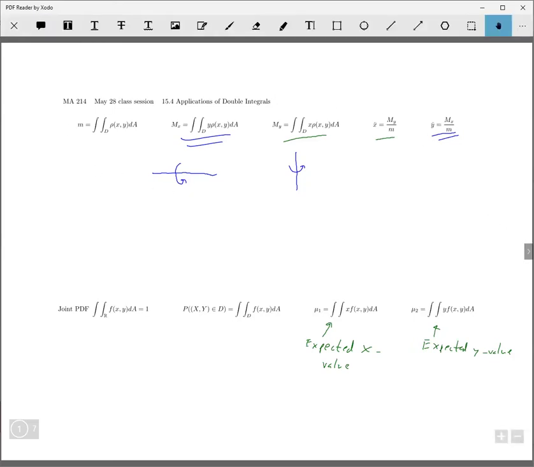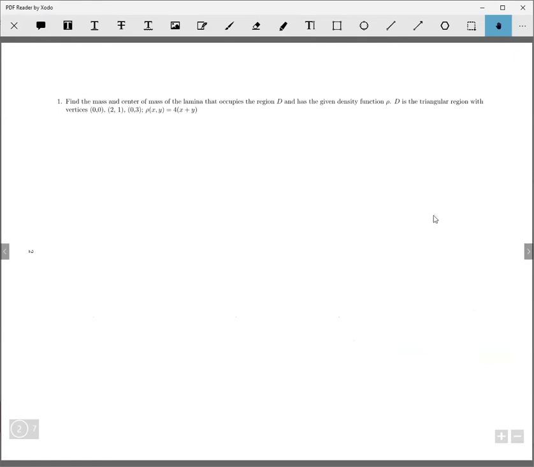So let's go ahead and do some problems involving this. The first one is to find the mass and center of mass of the lamina that occupies the region D and has the density function 4 times x plus y. So that's the density function, and this is the region right here.